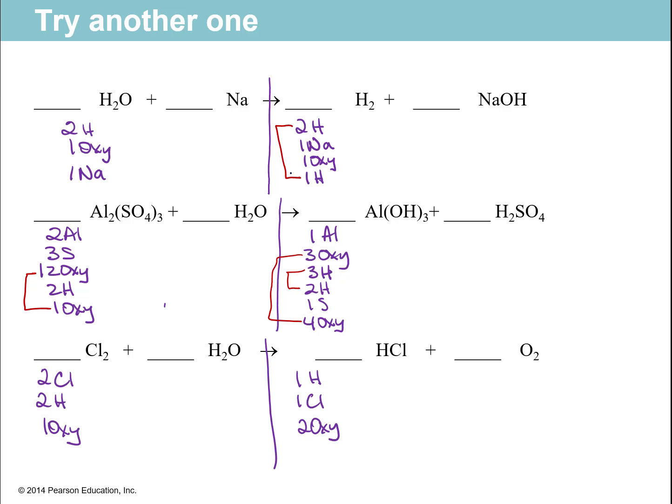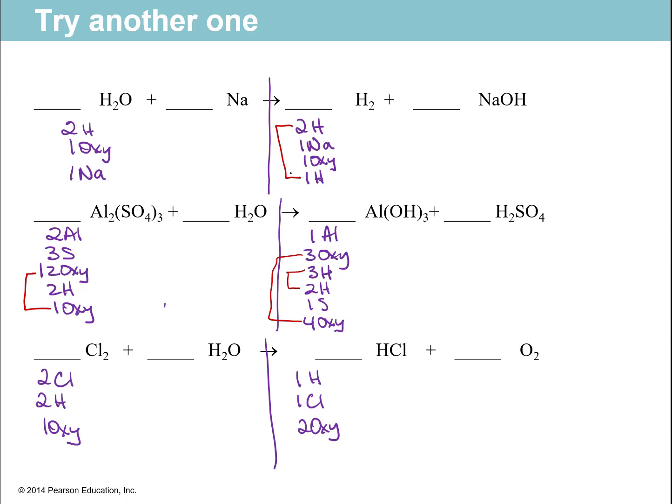So in this first one, when you look at the first one, you want to balance the simplest ones first, right? And so you look at which ones are only found in one place. Oxygen, they're 1 and 1. Well, that's balanced. And then also the Na, sodium, and that's found in 1. It's already balanced. So that leaves you with no choice but to try and balance the hydrogens.